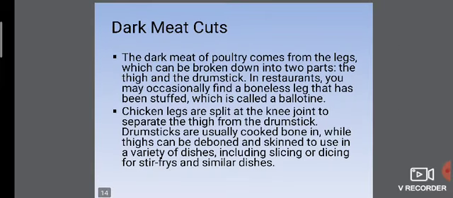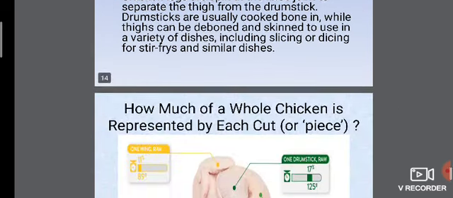Then dark meat cuts. Dark meat of poultry comes from the legs, which can be broken down into two parts, the thigh and the drumstick. In restaurants, you may occasionally find a boneless leg that has been stuffed, which is called a ballotine. Chicken legs are split at the knee joint to separate the thigh from the drumstick. Drumsticks are usually cooked bone in, while thighs can be deboned and skinned to use in a variety of dishes, including slicing, dicing, stir fries, and similar dishes.